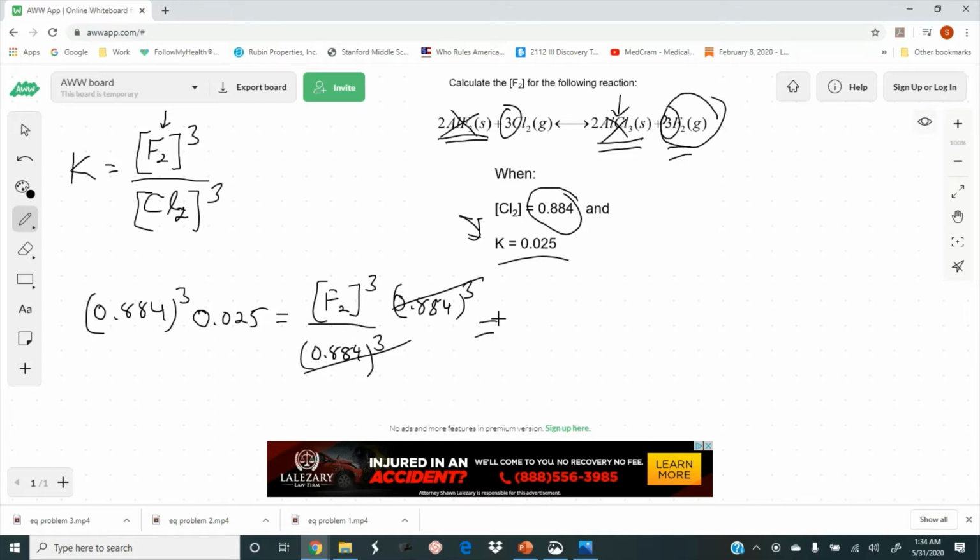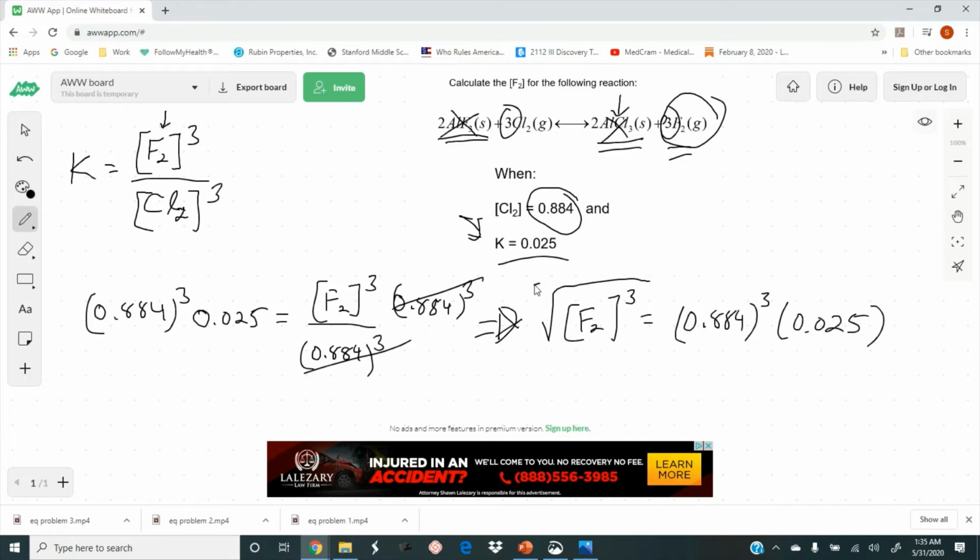And if I go ahead and rearrange that, swap sides, I get that F2 concentration cubed is equal to 0.884 to the third times a concentration of 0.025, which is my equilibrium constant. Now, since I just want F, not the cube of F, I go ahead and take the third root, which you can find on your calculator, hopefully. Or maybe it's to the power of a third also.